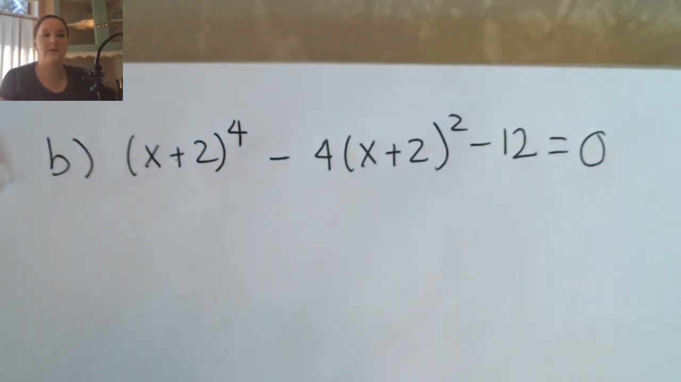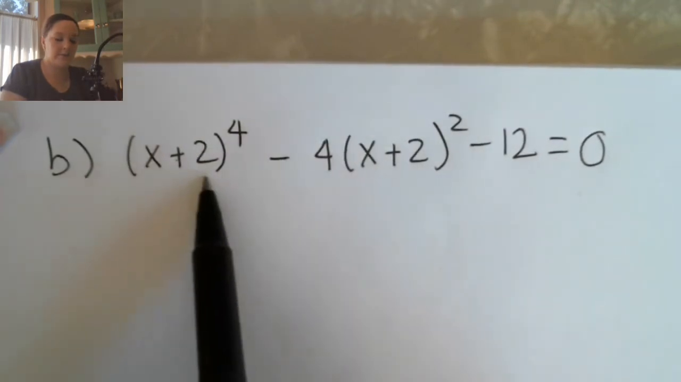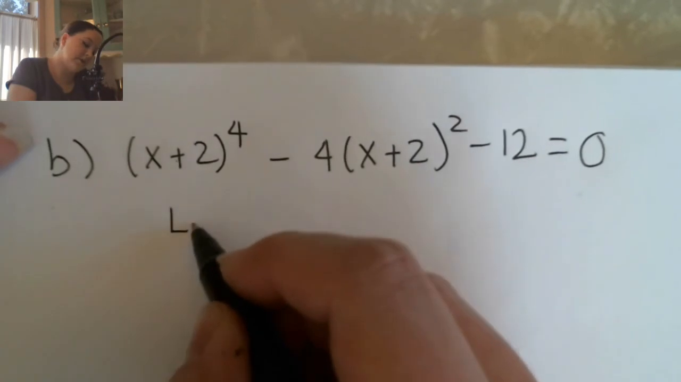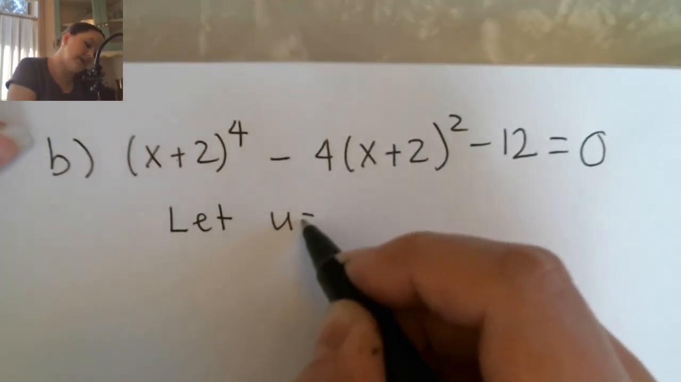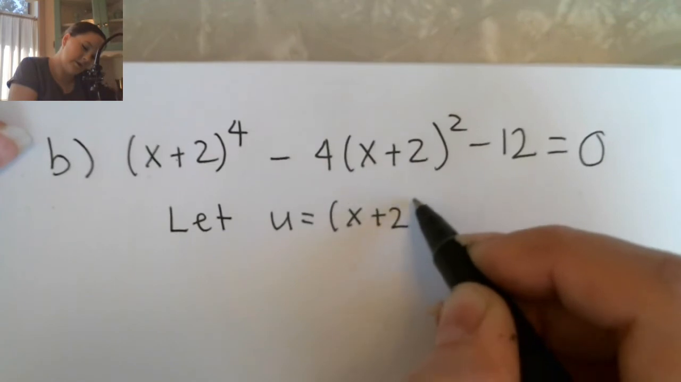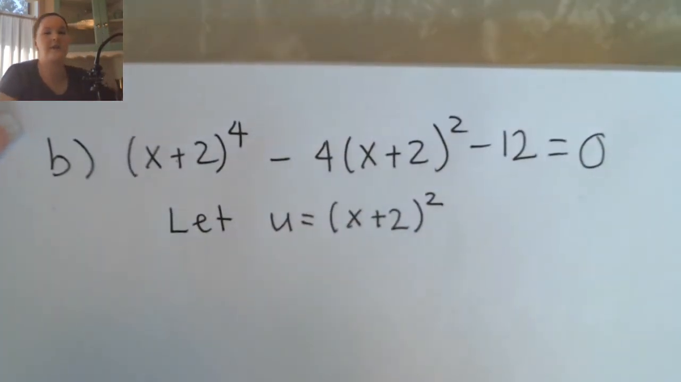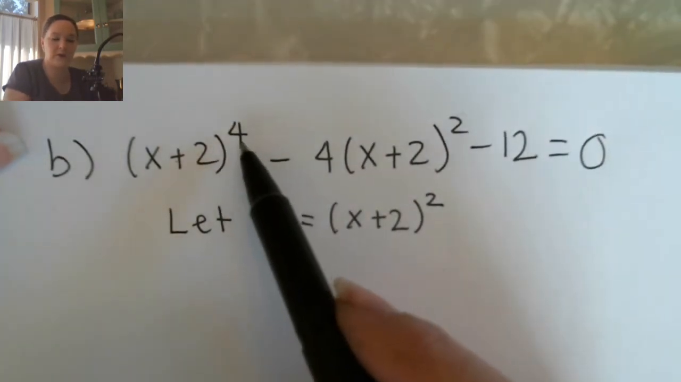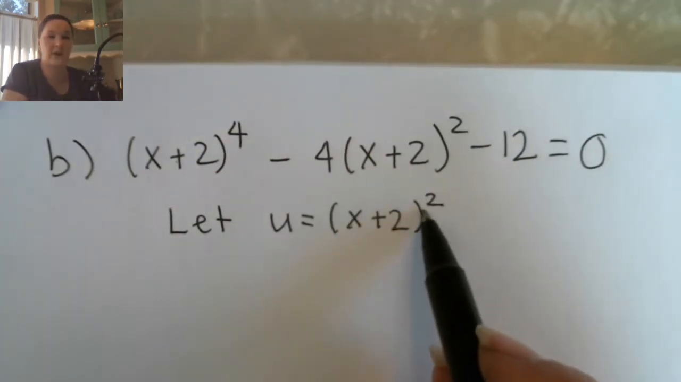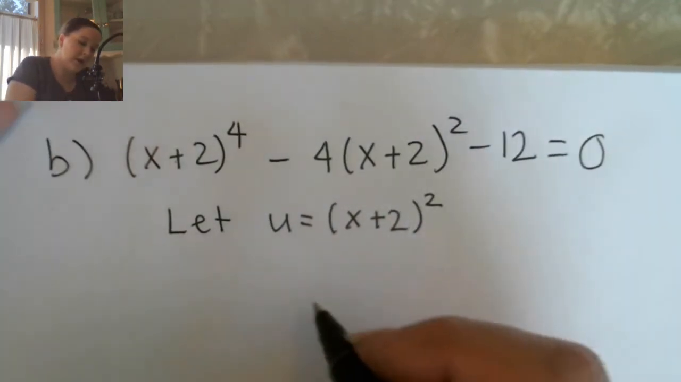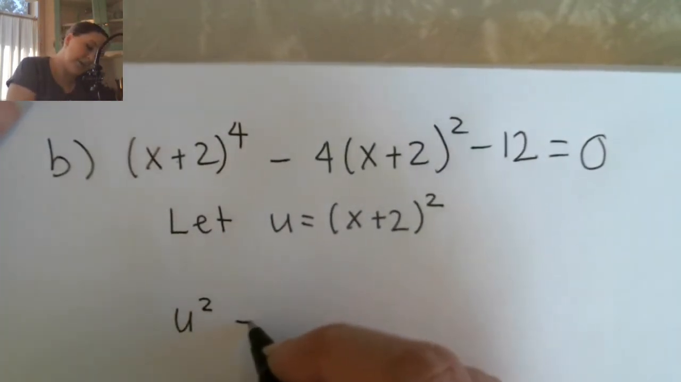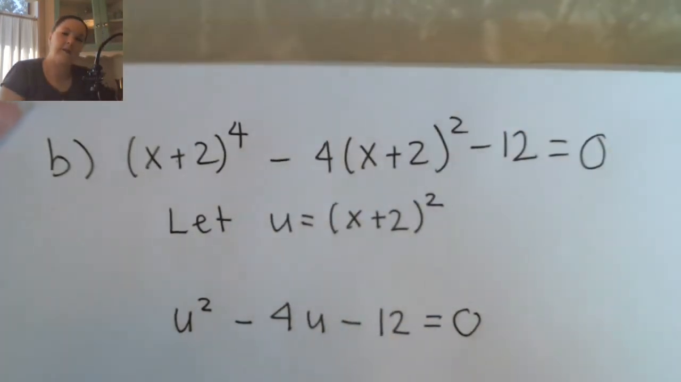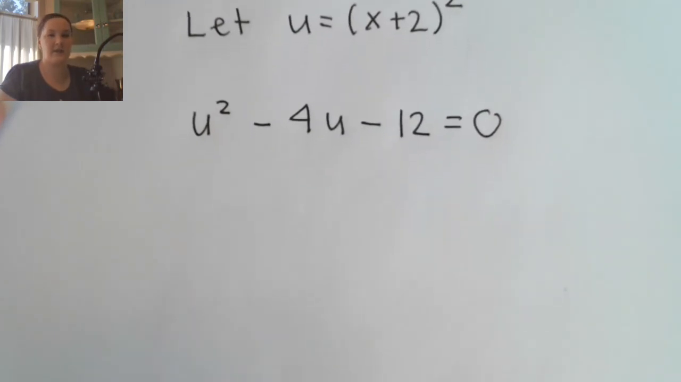So this is quadratic in form. I'm actually going to use substitution for this just so that it's easy to see. It's not just x plus 2, it's x plus 2 squared, because the exponents are squared and fourth. That's what we want to have as our variable. So this would give me u squared minus 4u minus 12. Now I can factor this easily.